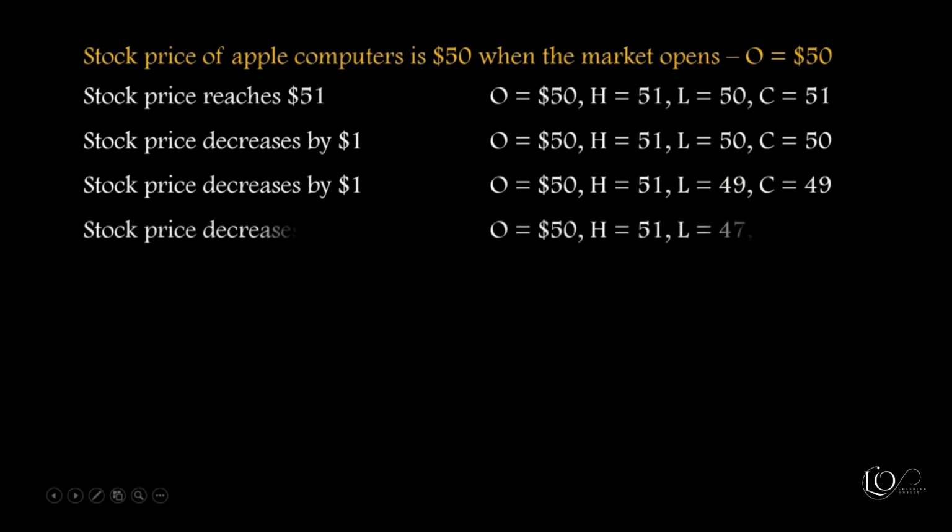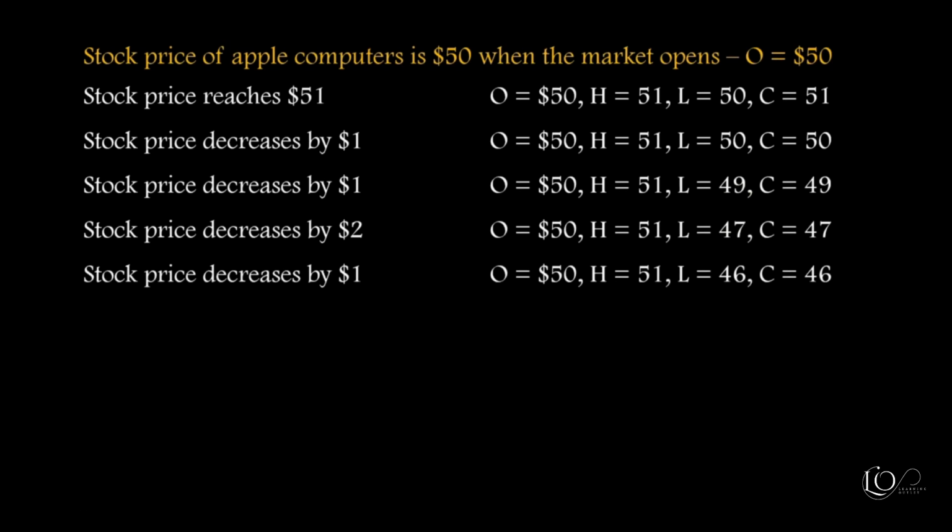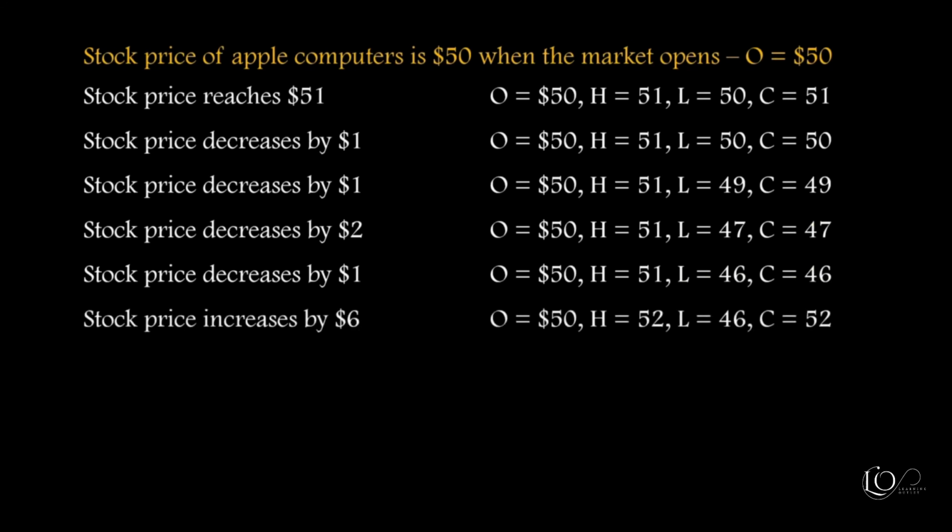Let's do another one. Stock price decreases by a further $2. So the opening price is again 50. The high is going to remain the same at 51. The closing is at 47 because it goes down by 2. So 49 minus 2 is 47, and the lowest possible price is again changing and is becoming 47. Stock price decreases by $1. Opening price remains the same at 50, high remains the same at 51, but the closing and the low both become 46.